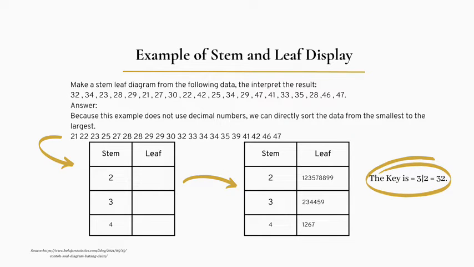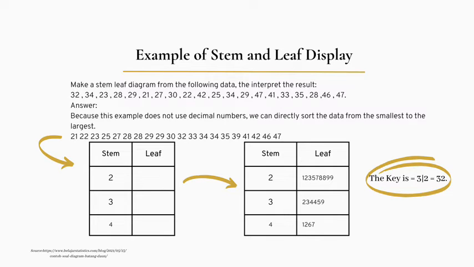So the data is going to be 21, 22, 23, 25, 27, 28, 28, 29, 29, 30, 32, 33, 34, 34, 35, 39, 41, 42, 46, and 47. The next step is to determine the stem and leaves in the table. First, we're going to put the stem into the table. So the stems are 2, 3, and 4.